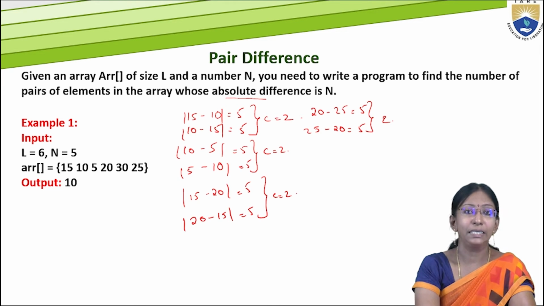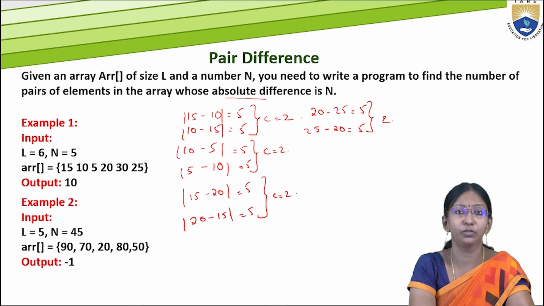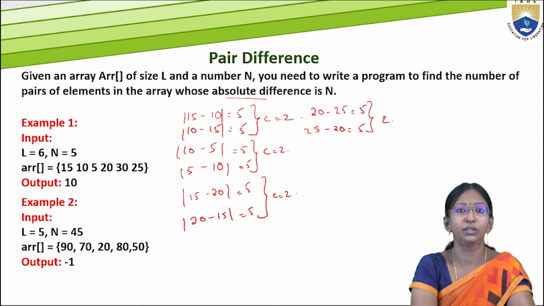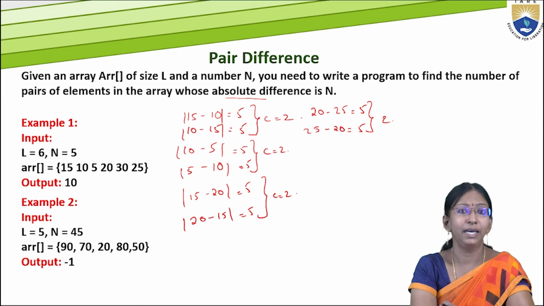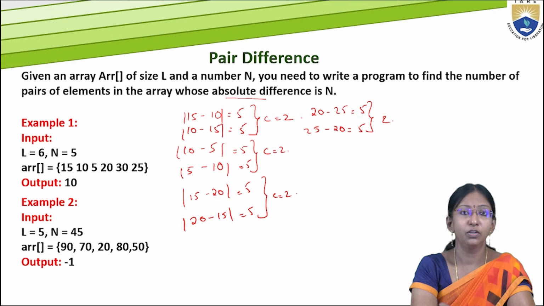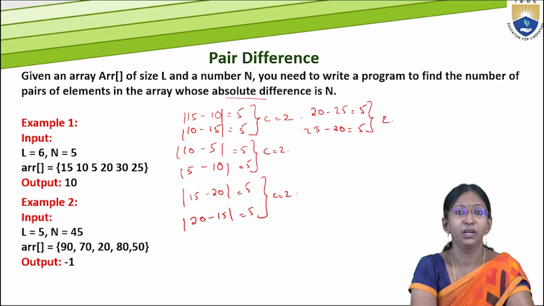So let me go with another example. Have a look at this one. Here they have mentioned that the number of elements is 5 and the N value, the difference they are asking about, is 45. The elements are 90, 70, 20, 80 and 50. If you calculate the absolute difference between any two elements, you will not find the N value, right? Have a look at this example, guys.